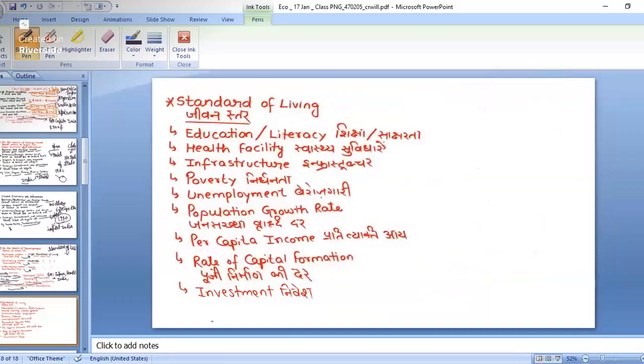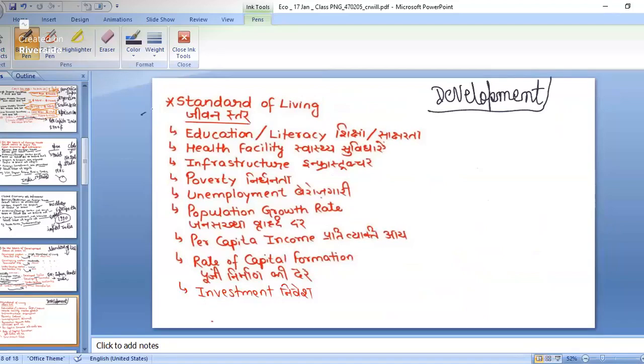In this part, we were seeing the standard of living for dividing countries into three types: developed, underdeveloped, and developing countries. We are seeing some criteria, and we were seeing the criteria of the standard of living.